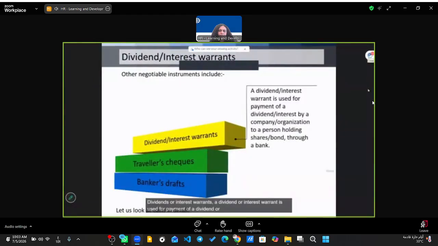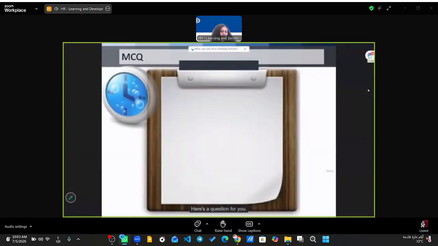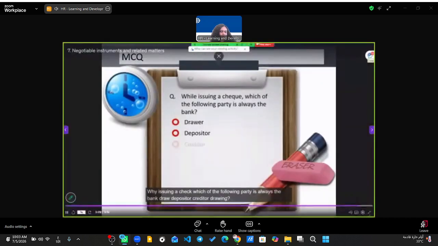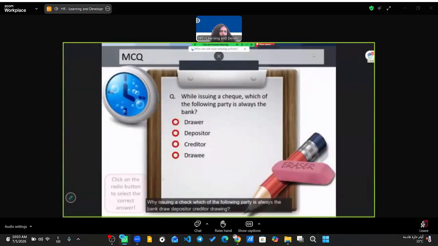Dividend or interest warrants. A dividend or interest warrant is used for payment of a dividend or an interest by a company or organization to a person holding shares or bonds through a bank. Here's a question for you. While issuing a check, which of the following party is always the bank?